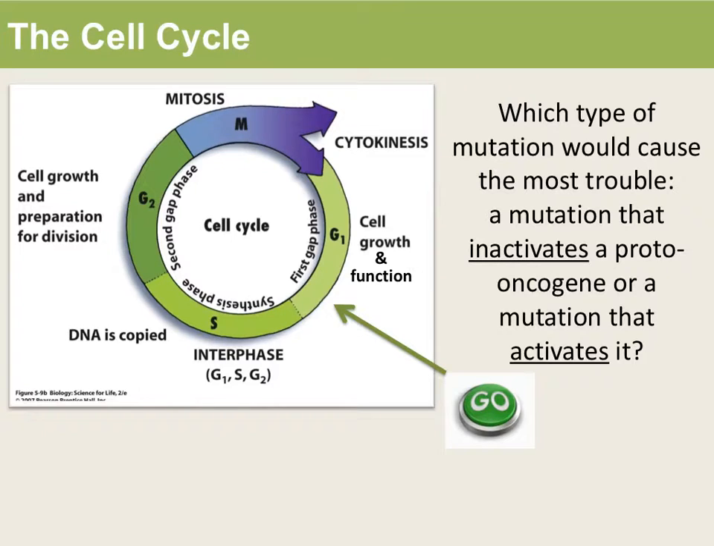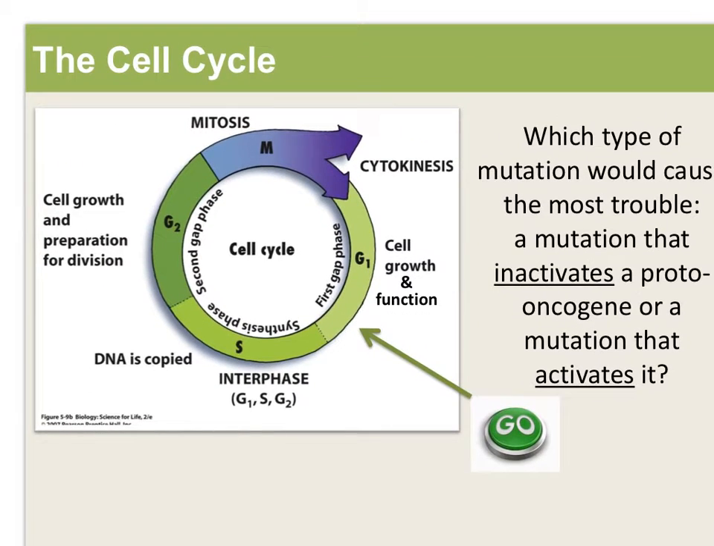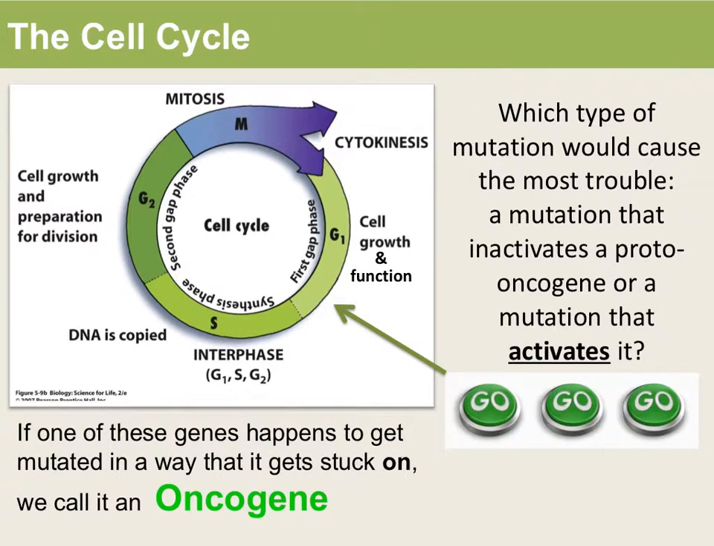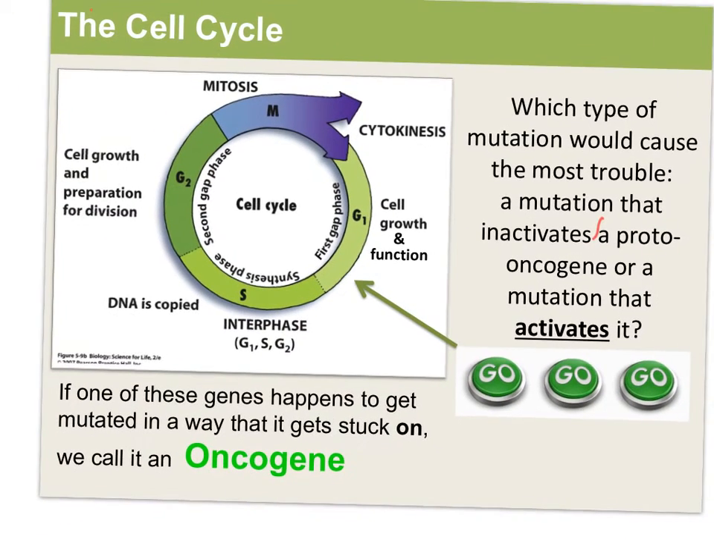Okay, so which type of mutation would cause the most trouble? A mutation that inactivates a proto-oncogene or one that activates it? Now, obviously once a cell is replicating when it shouldn't be, and there's a gene behind it, that's an oncogene.